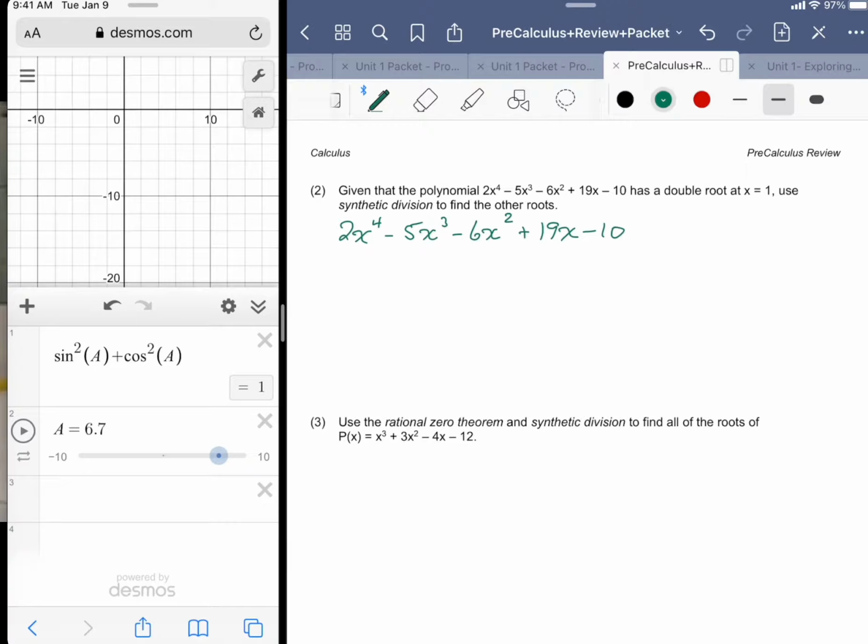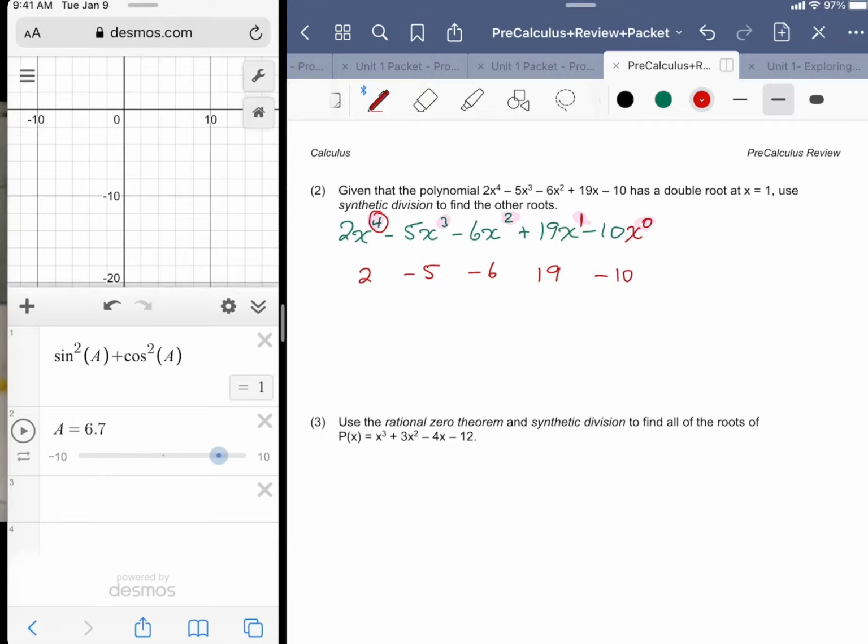And we strip away everything except for the coefficients. So we just have to make sure that we've accounted for every exponent from the high power down to 0. As long as every exponent is there, you're good. So we got a 4, 3, 2, 1, 0. We didn't miss any along the way. So the coefficients are 2, -5, -6, 19, and -10.